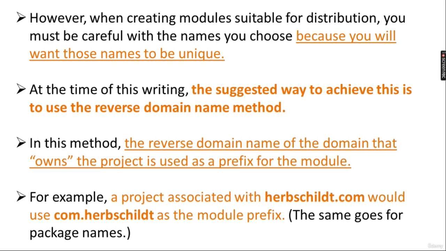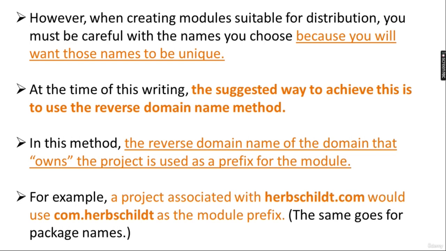In this method, the reverse domain name of the domain that owns the project is used as the prefix for the module. What is the example? A project associated with herbshield.com would use com.herbshield as the module prefix. The same goes for the package name. The project associated with herbshield.com would use com.herbshield as the name of the module prefix.